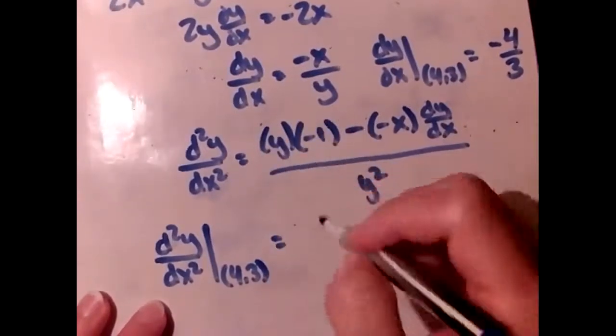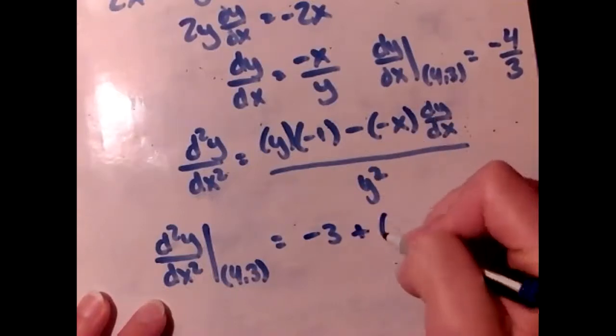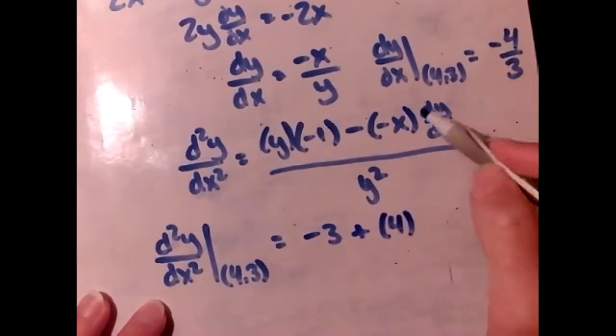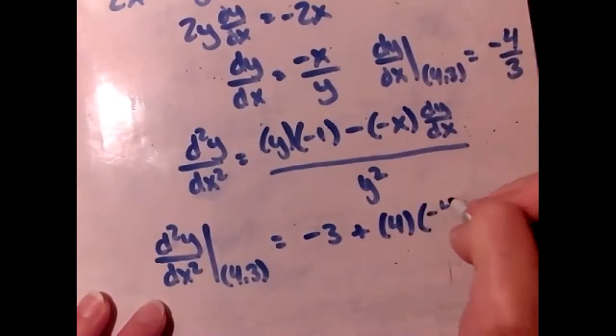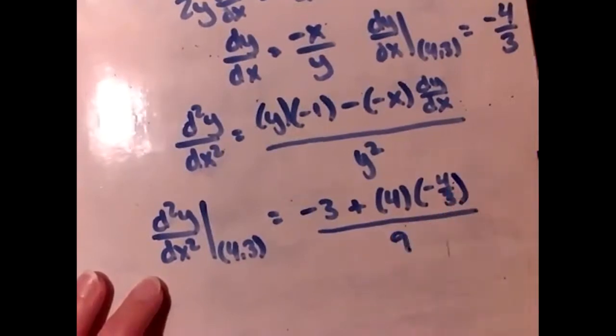So this first part will be -3. These negatives will cancel. X is 4, and we found that dy dx at that point was -4/3. So I'm going to put in -4/3 for that. And then over 3 squared would be 9.